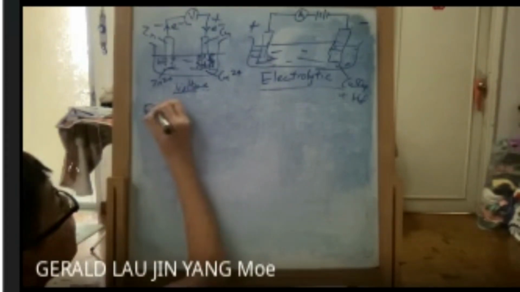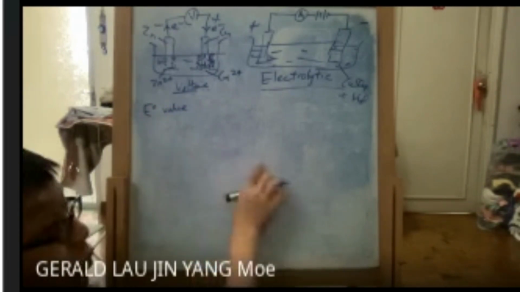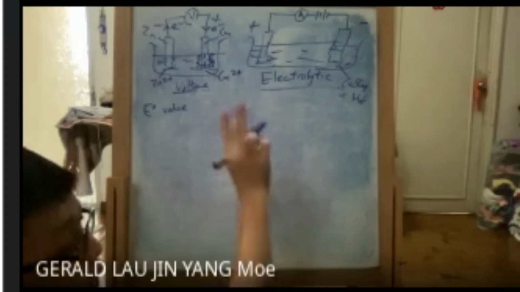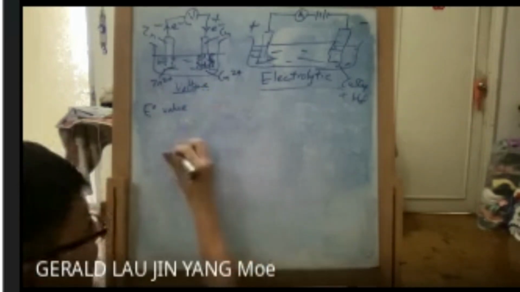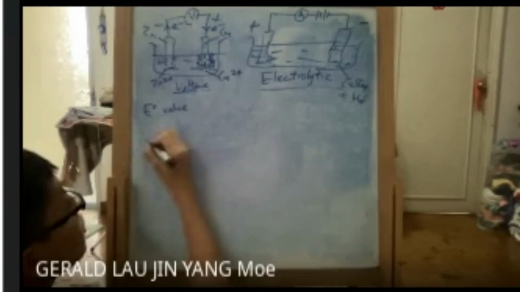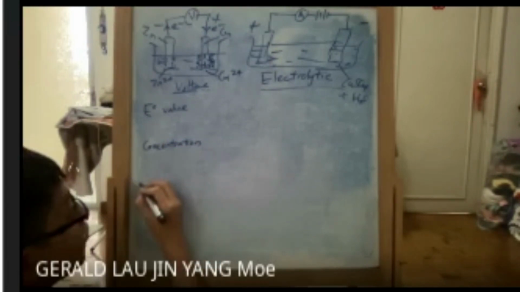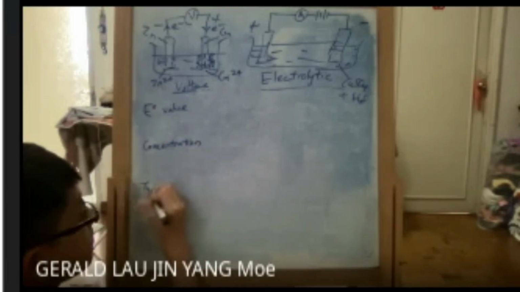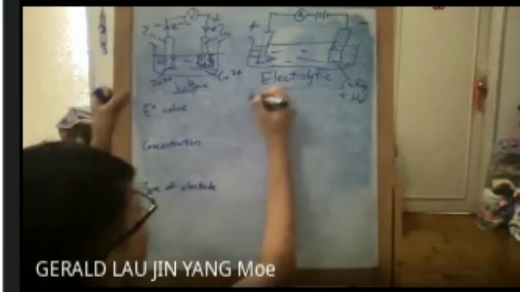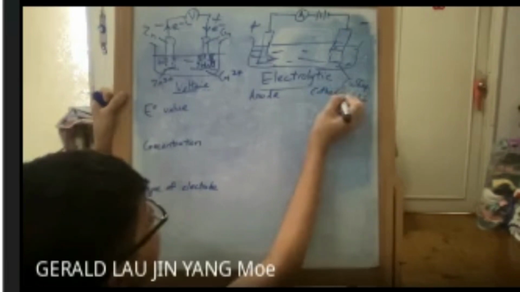Electrolysis, three factors. One is inert value. The basic one always starts with inert value. If there is a special condition, then only you look at the second and third factor, which are concentration and type of electrode. I will do my best to explain now, because I'm scared you all are confused. I will do my best to ensure no confusion.